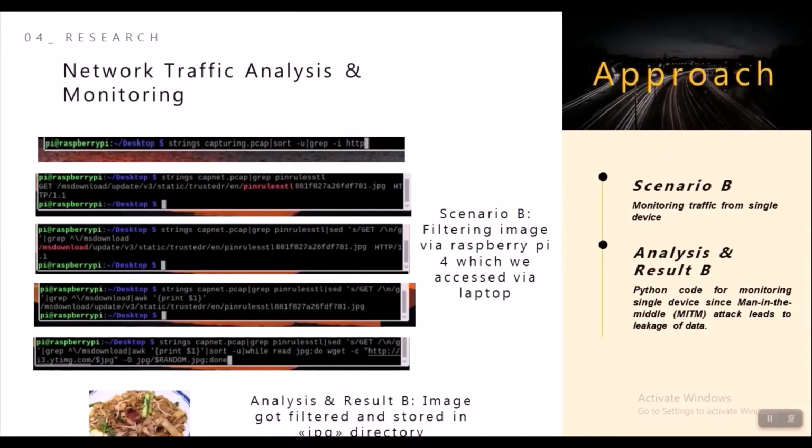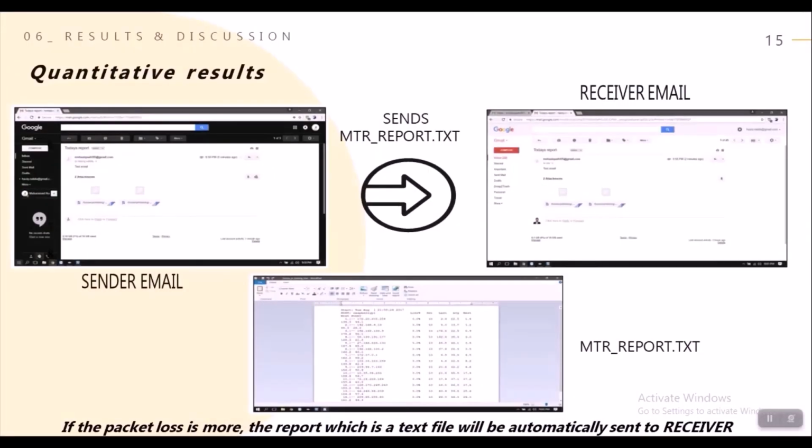Scenario B was monitoring the traffic only from a single device. So it deals with the man in the middle attack, which leads to the leakage of data. What I'm trying to depict from these images is that we can filter our data. Whenever we scan, we capture the data. There are some links, just like this in the picture, to get an update, MS download this, and we don't know what this image is. So I ran a couple of commands, which gave me this image. Let's move on to the next slide, which is the quantitative.